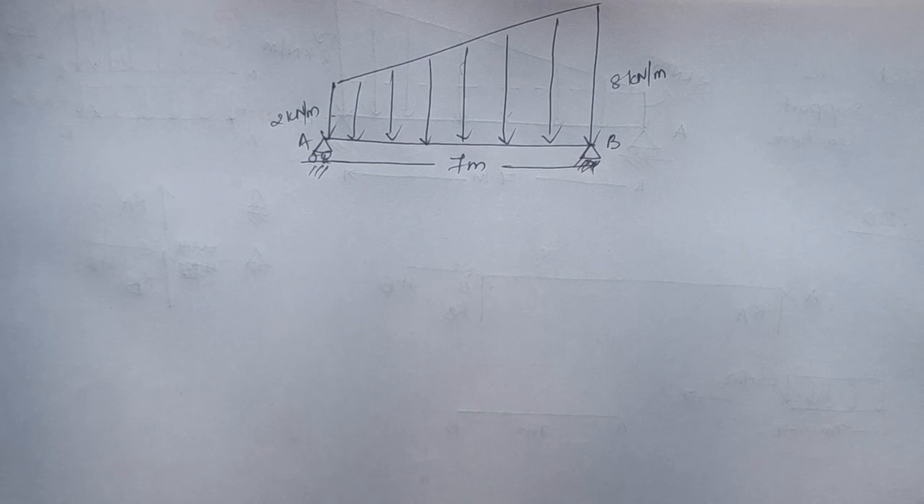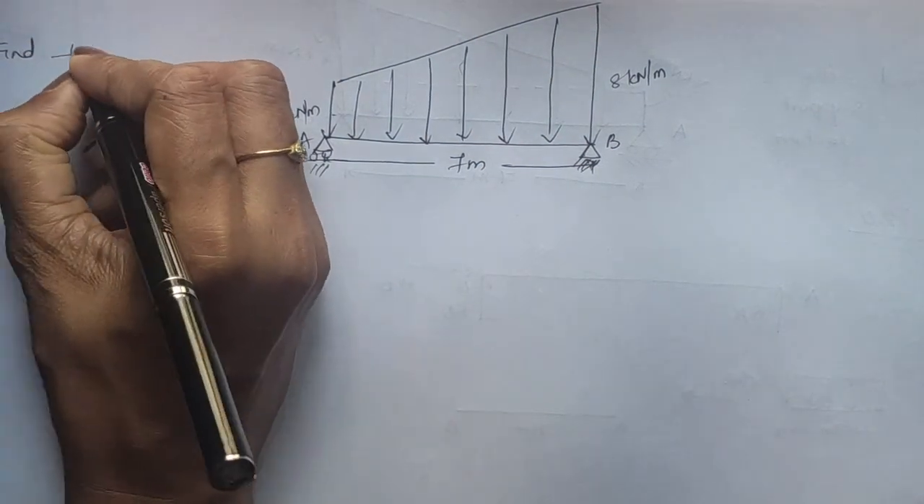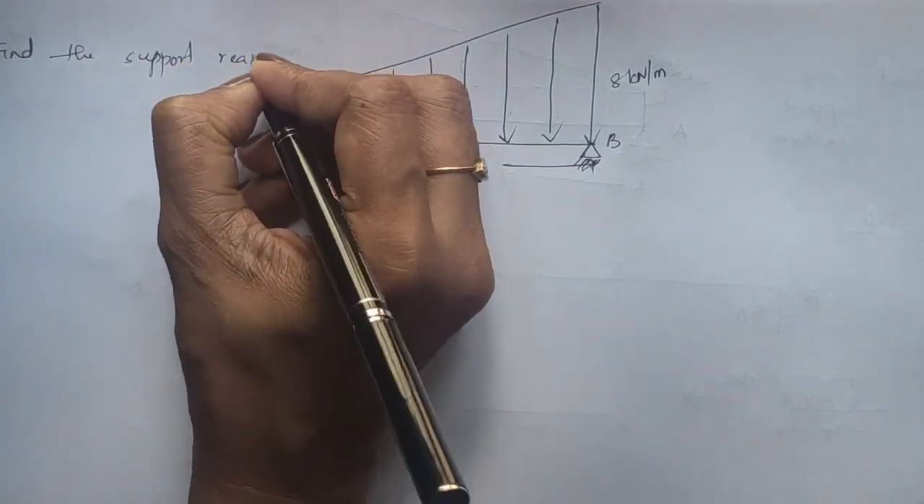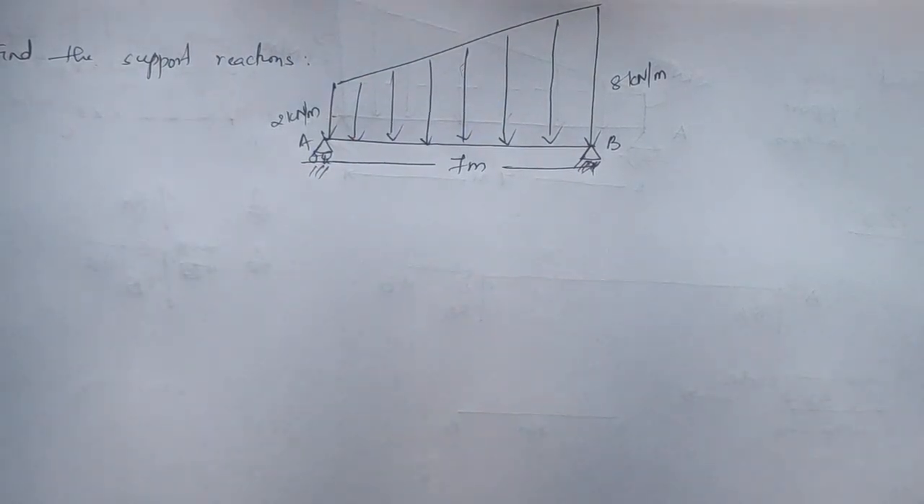You already know how to convert UVL and UDL into point load. Correct. So the question is again the same question, that is, find the support reactions for the given beam. The first thing you will have to draw is the FBD of this particular figure.